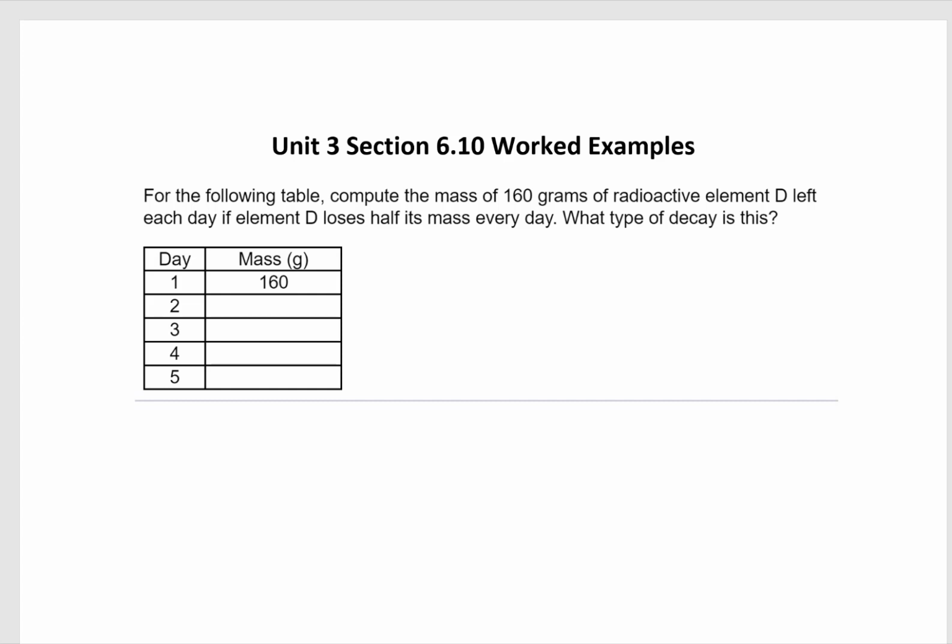On day 1, there's 160 grams. Each day it loses 1/2 of its mass. So on day 2, we'll have 1/2 left, which will be 80. On day 3, it will have 1/2 left, which will be 40. On day 4, it will have 1/2 left, which will be 20. And on day 5, it will have 10 grams left. What kind of decay is this? This is exponential decay.